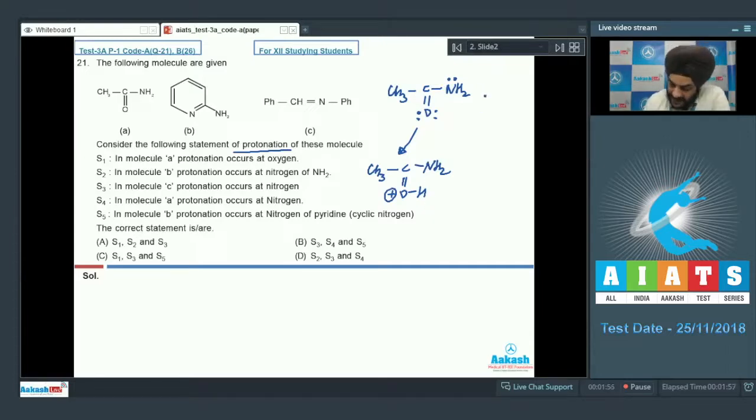Now let us see what happens when the lone pairs over nitrogen get protonated. So we'll have CH3CO NH3 and the N will bear a positive charge. Now if we look at these 2 structures, we can clearly see that the lone pairs over nitrogen will be in conjugation with the double bond, and which will lead to the stabilization of the oxonium ion which was formed. Okay, so we can say that this site is more basic as the conjugate acid is resonance stabilized. So in the molecule given in A, the protonation shall occur at the oxygen.